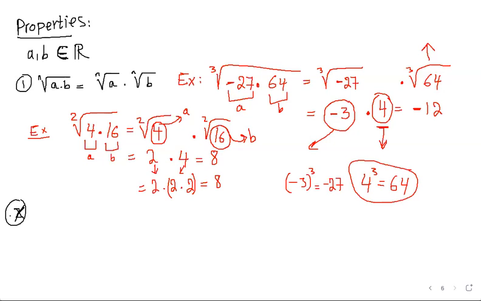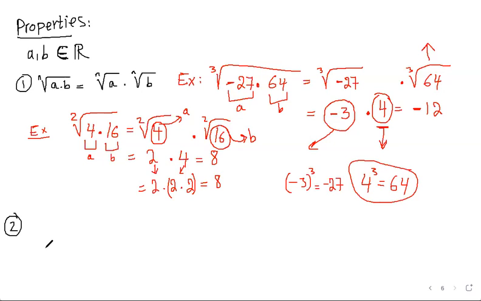I think I understand your idea. You asked me why the third root of minus 27 is minus 3. Because minus 3 to the power 3 gives me minus 27. You asked why the third root of 64 gives me 4. Because 4 to the power 3 gives me 64. Okay? Make sense? Yes.